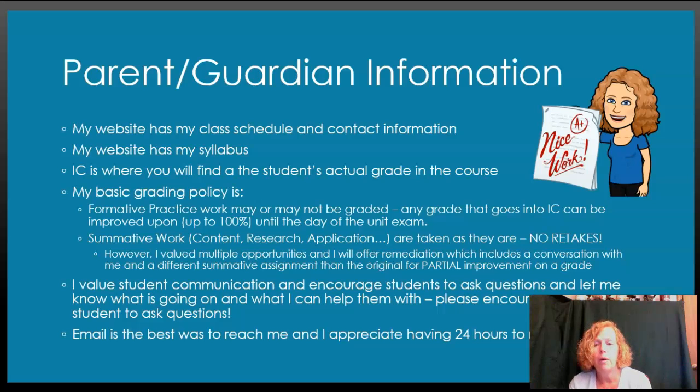Infinite Campus, as I mentioned before, is where you will find the student's actual grade in the course. And my basic grading policy is like this. I have two major categories. Formative practice, which in all three of my classes is 20% of the grade. This work may or may not be graded. We may do practice assignments, or I may ask students to do things where it's not actually being graded. But anything that's being graded as formative practice will go into IC.